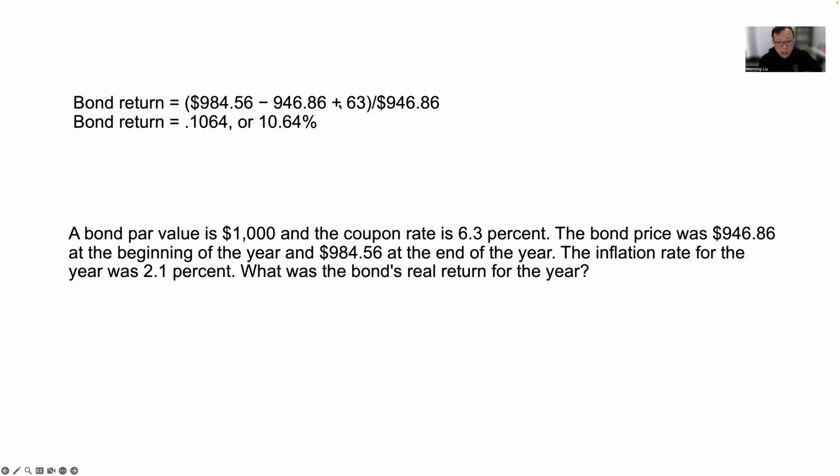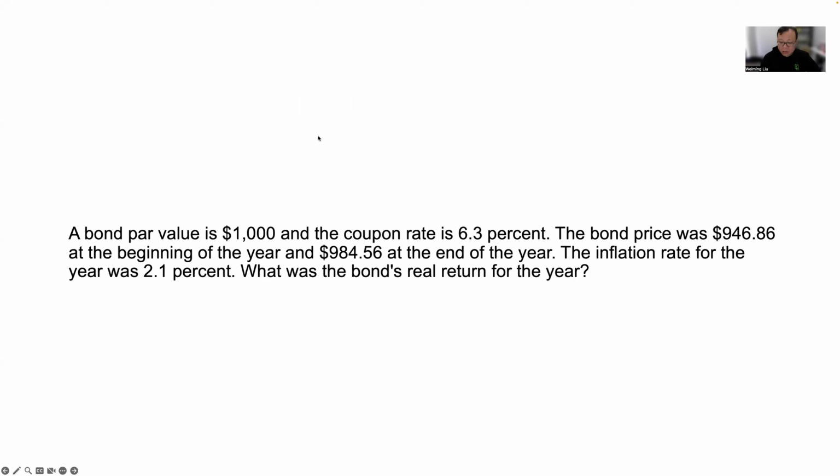But also, you have a coupon, right? You received some cash payment: 6.3% on $1,000 value. So that will be $63. So you have a capital gain plus a coupon interest payment. That's the total income divided by your initial investment, the bond price you paid at the beginning of the year. So you get a bond return of 10.64%.